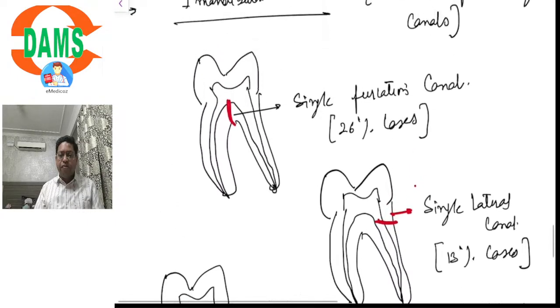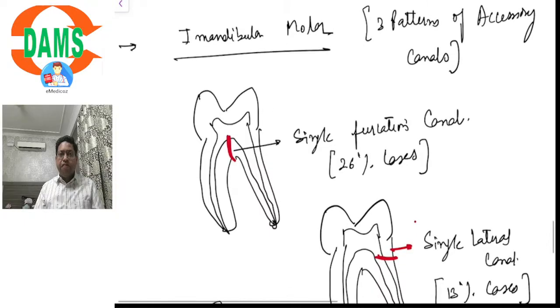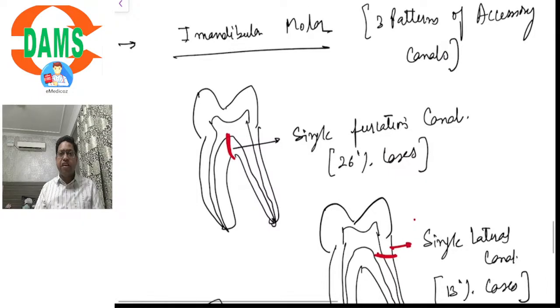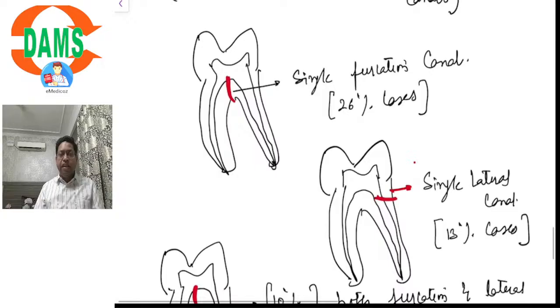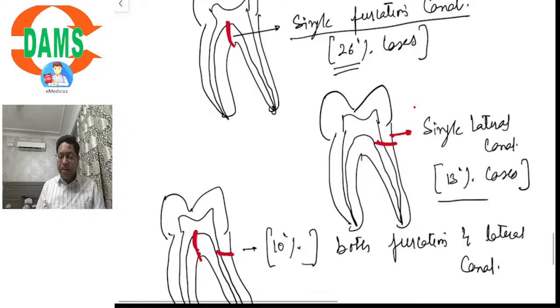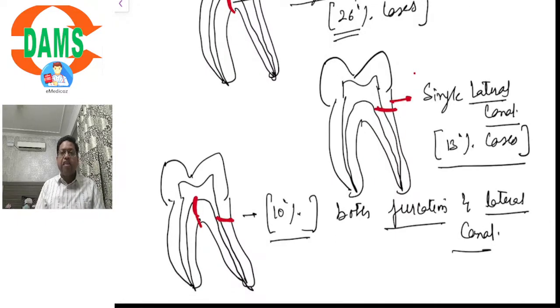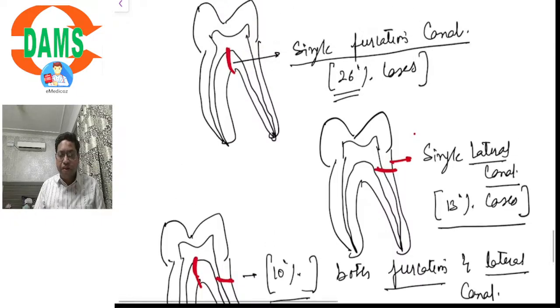So what I am telling you is the pattern of accessory canals for the mandibular first molar, and we have talked about three patterns being present. In 26% of the cases, there is a single furcation canal, meaning there will be an accessory canal, as I've shown in the figure marked with red. In 13% of the cases, there is a single lateral canal. And in 10% of the cases, there is both a furcation and a lateral canal, as can be seen in the figure. These are the three patterns of accessory canals present in the mandibular first molar.